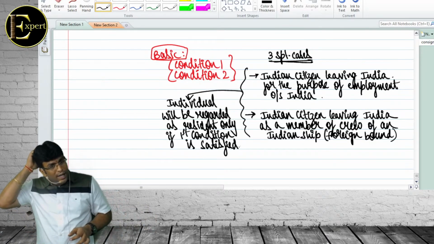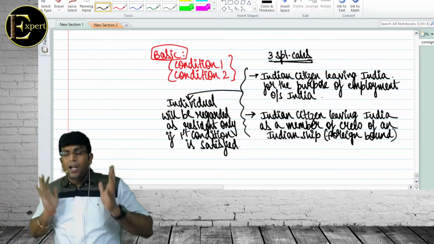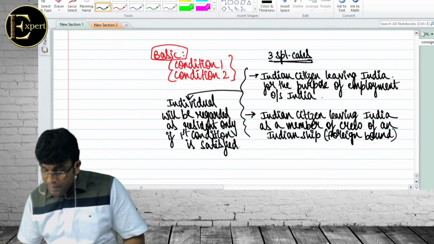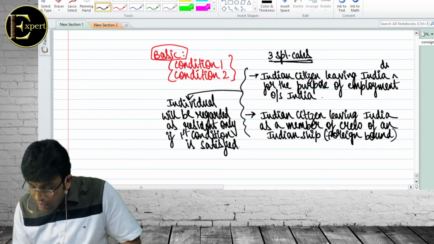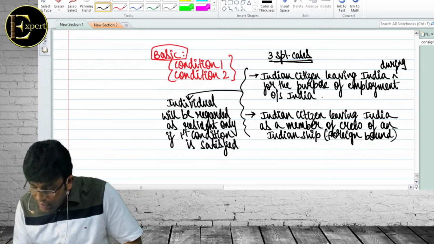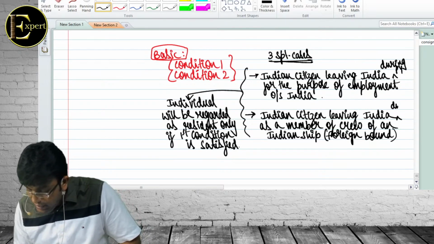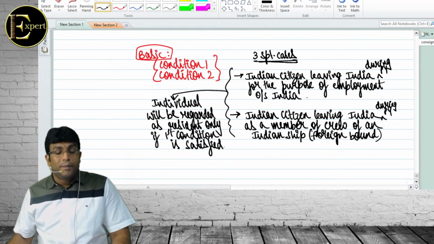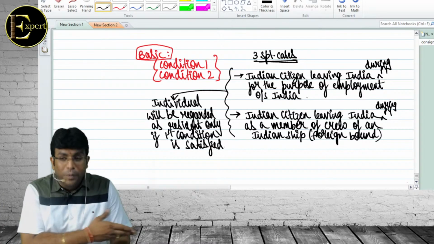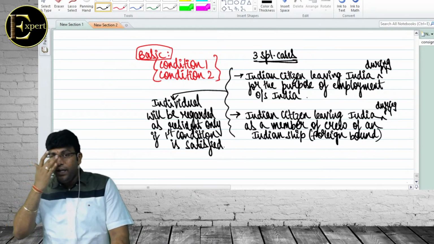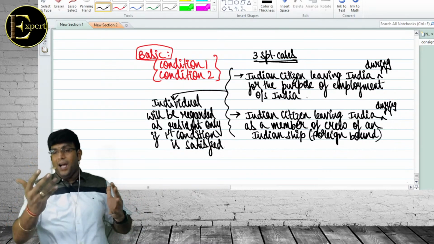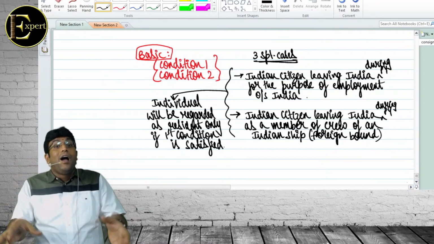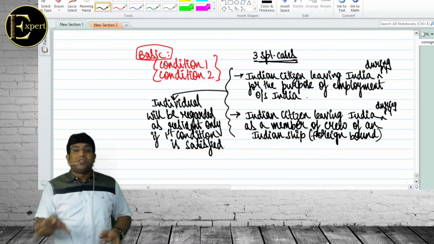First one: Indian citizen leaving India during the previous year. He has not left earlier; he is leaving in the previous year. If he left earlier, then this point does not apply; he has to leave in the previous year. First point: Indian citizen leaving India during the previous year for the purpose of employment outside India.